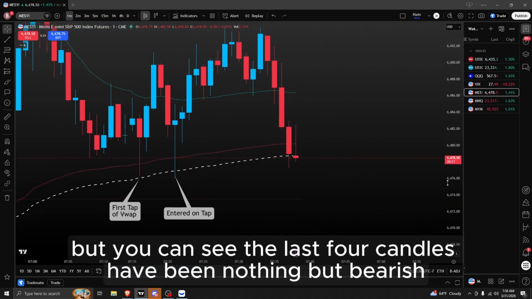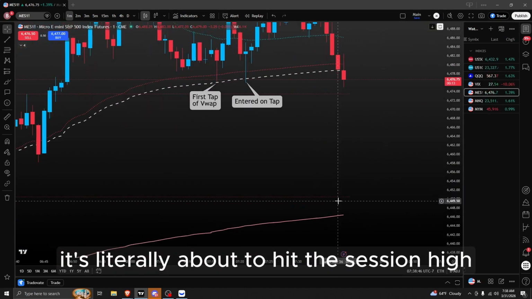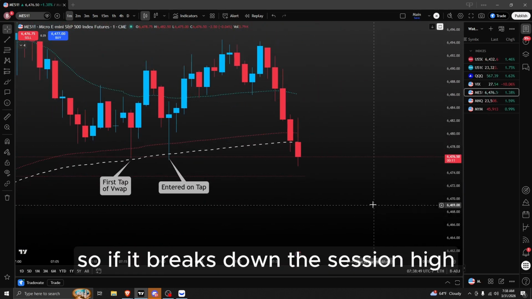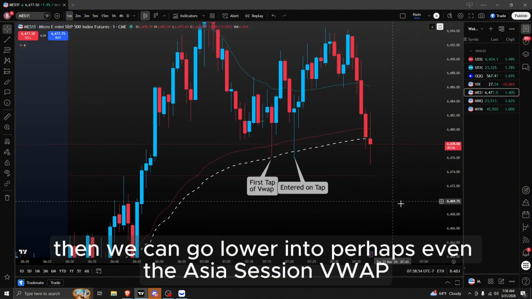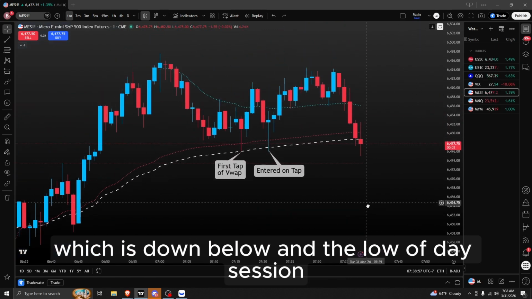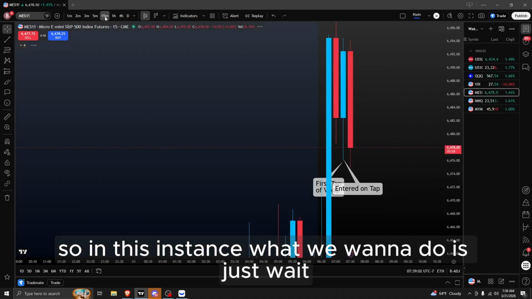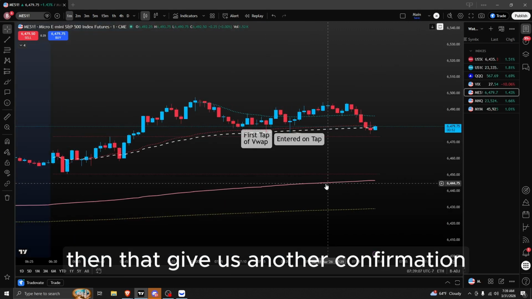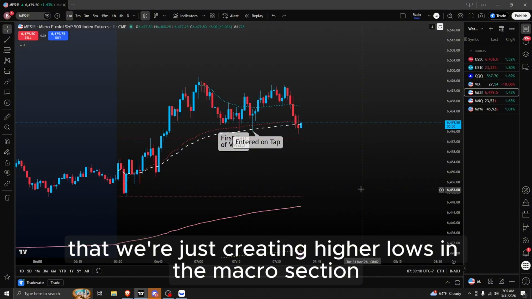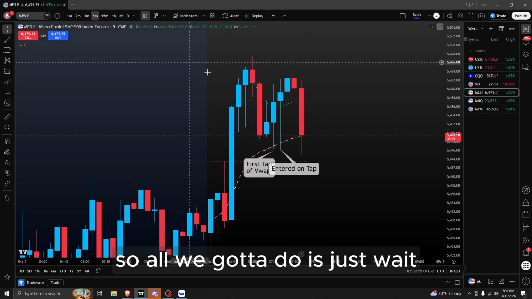But you can see the last four candles have been nothing but bearish and it's heavy on the selling. And you can see the fifth one that we're on right now is literally about to hit the session high. So if it breaks down the session high, then we can go lower into perhaps even the Asia session VWAP, which is down below, and the low of day session. So in this instance, what we want to do is just wait. And if we can come back up to New York VWAP and close above it, then that gives us another confirmation that we're just creating higher lows in the macro section. So all we got to do is just wait.